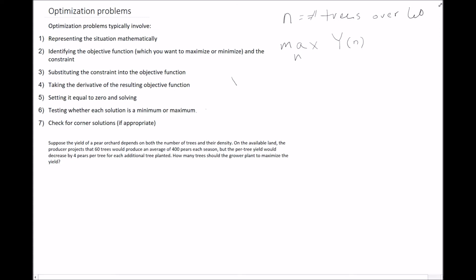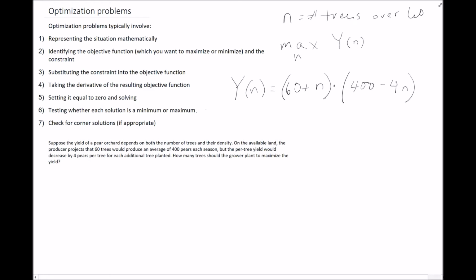Okay, so to figure that out, we know that the farmer is planting at least 60 trees. And then we're going to add n to that for the number of additional trees the farmer plants. So if n were 10, this number would be 70. And then we're going to multiply that number of trees times the per tree yield, which we know is 400 minus 4 times the number of additional trees planted.